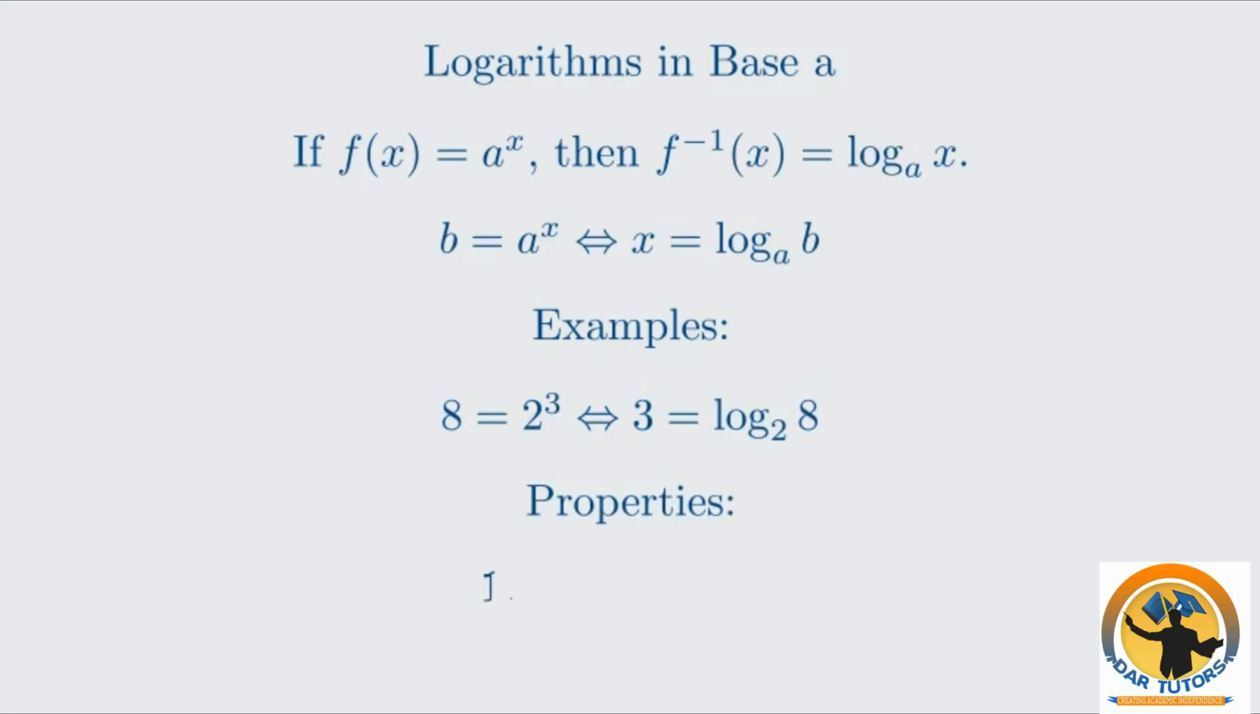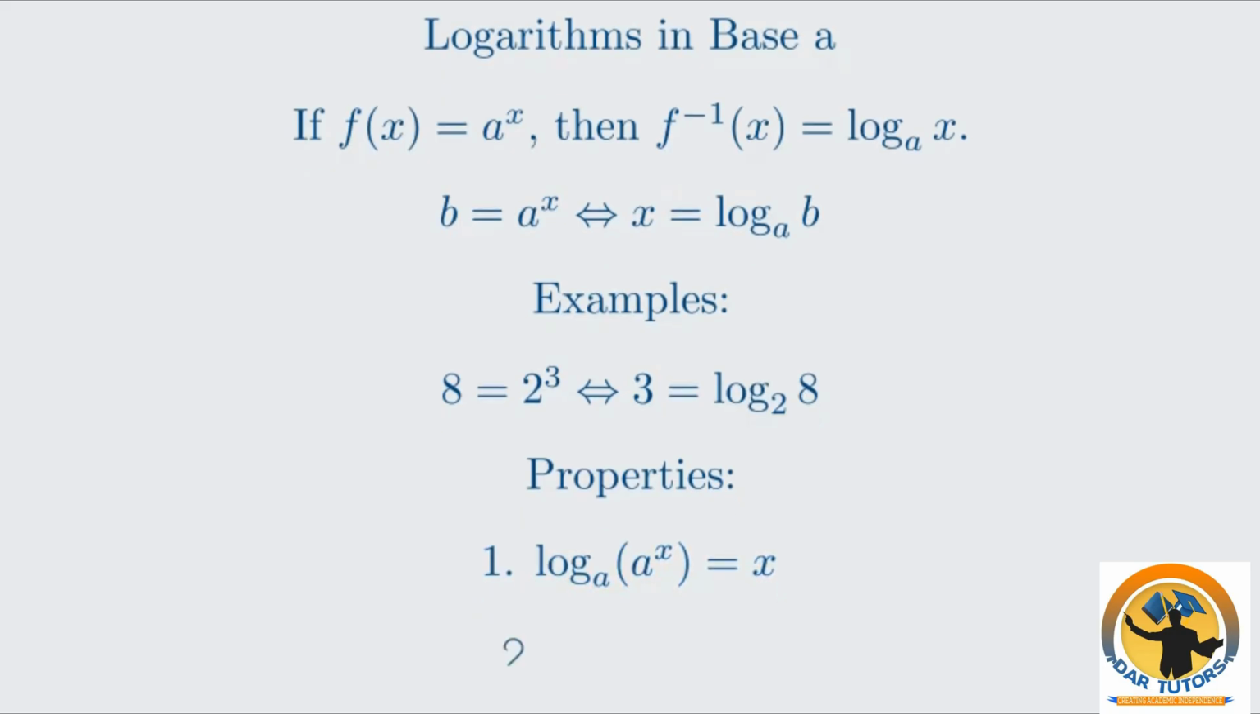First, log base a of a to the power of x is x. This is the same inverse property we saw with base 10. The logarithm and the exponential function with the same base cancel each other out. Second, a to the power of log base a of x is also x. This is the other direction of the inverse relationship. The exponential function and the logarithm with the same base cancel each other out.